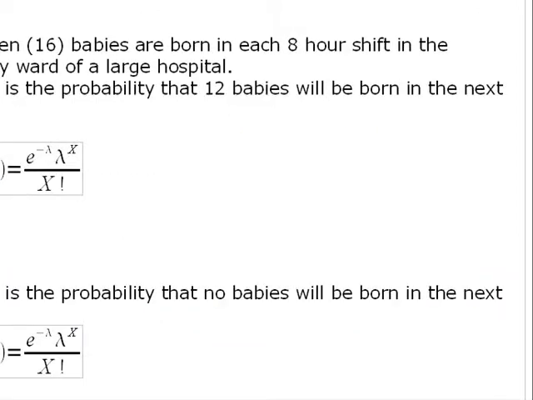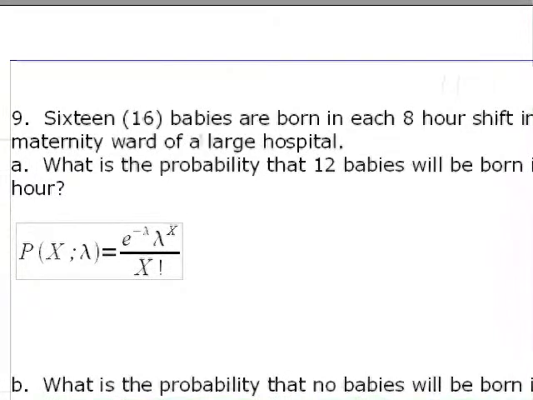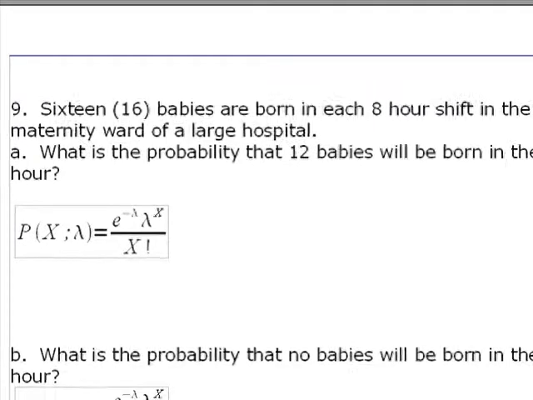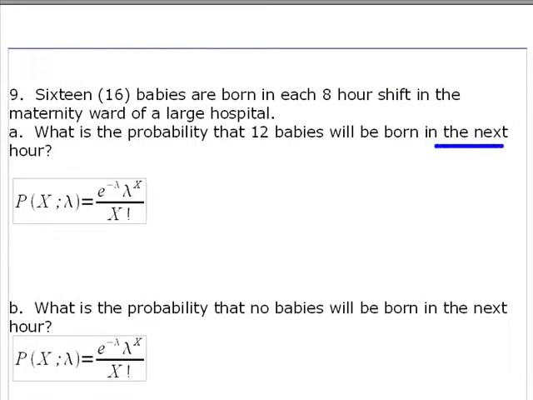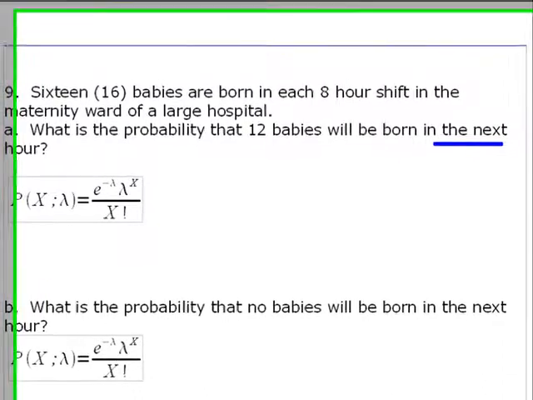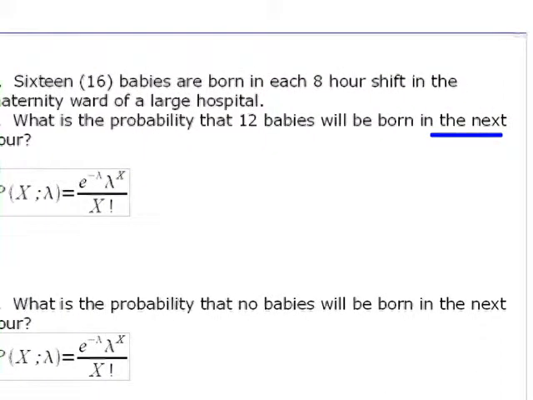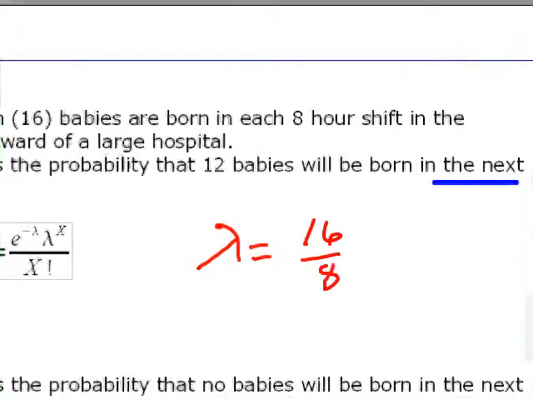So here's a homework problem, or something similar to the homework problem. You're given this information: an average of 16 babies are born each 8-hour shift in this hospital. What's the probability that 12 babies will be born? Now the trick here is in the next hour. If it was in the next shift, you would say the average is 16. But since you're asking for the probability we'll get 12 babies in the next hour, you have to have the number per hour. So the lambda for this problem has to be per hour. At 16 in an 8-hour shift, the lambda is 2 babies per hour. And that's what you would use in the problem.